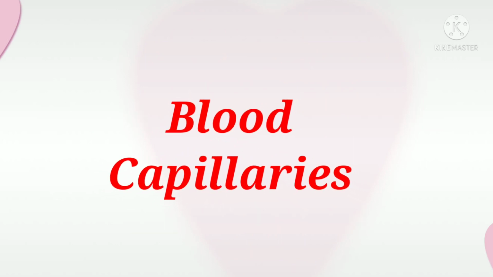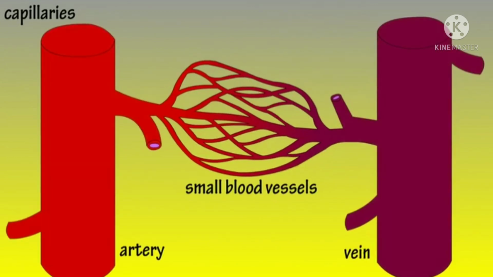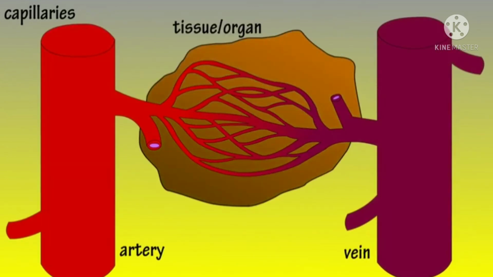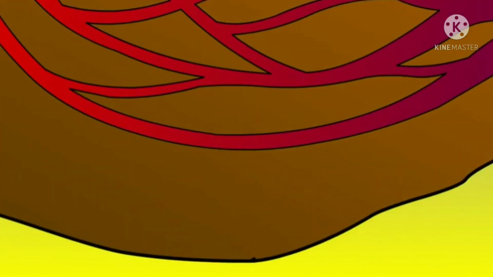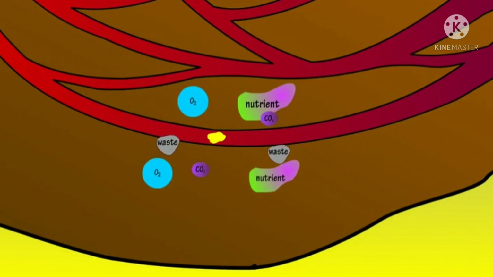Blood capillaries are microscopic vessels made up of a single layer of cells. They establish continuity between arteries and veins. They allow various substances to pass through diffusion.